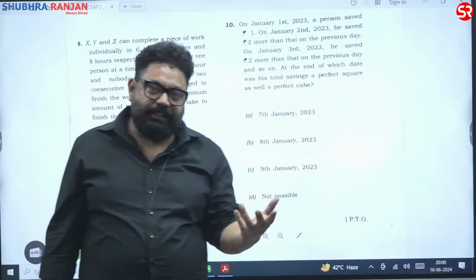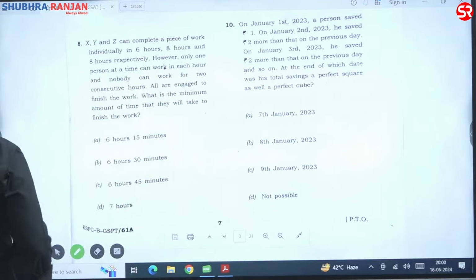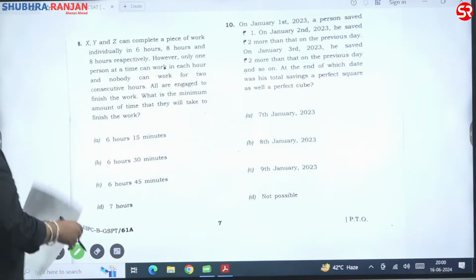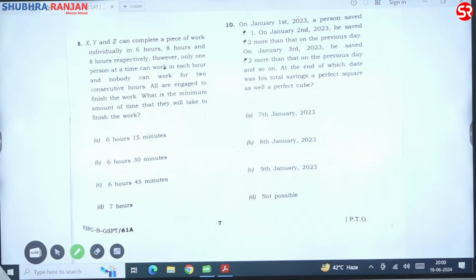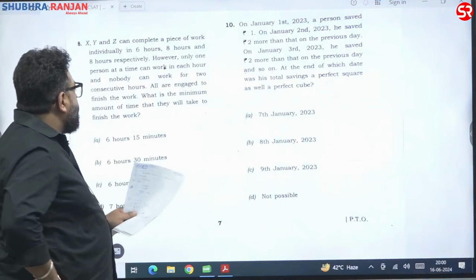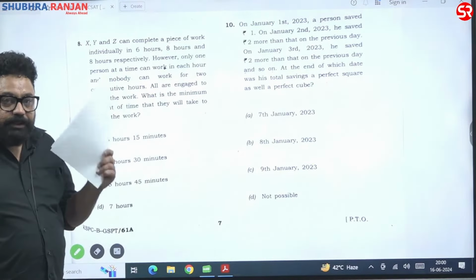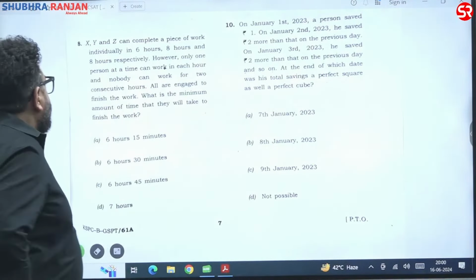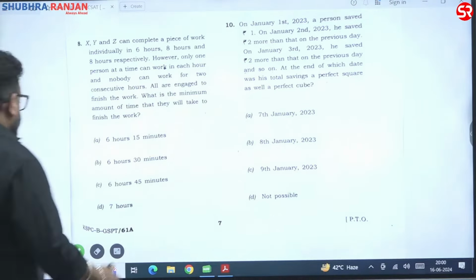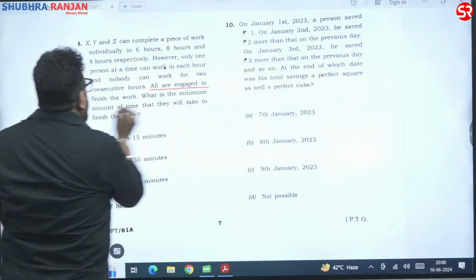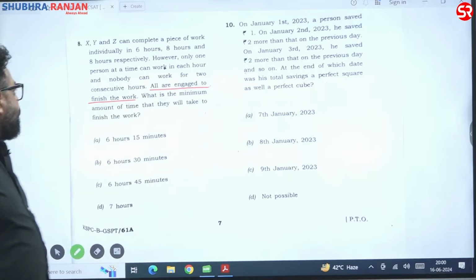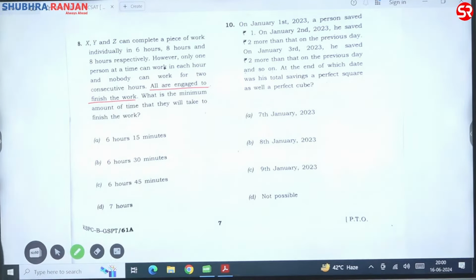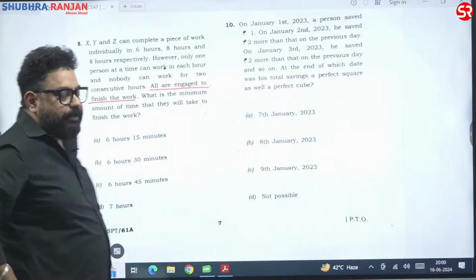Now, X, Y, and Z can complete a piece of work individually in 6 hours, 8 hours, and 8 hours, respectively. However, only one person at a time can work in each hour, and nobody can work for 2 consecutive hours. Now, this is important, right? All are engaged to finish the work, and everyone has to be engaged, so you cannot ignore people. What is the minimum amount of time that they would take to finish the work?